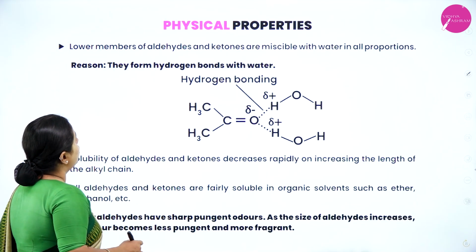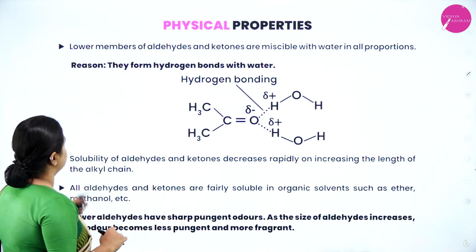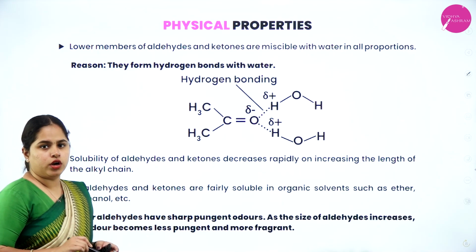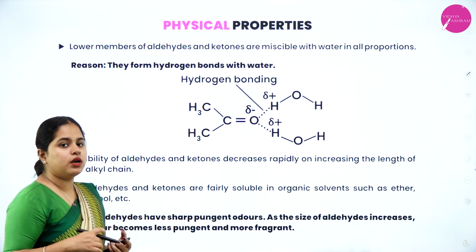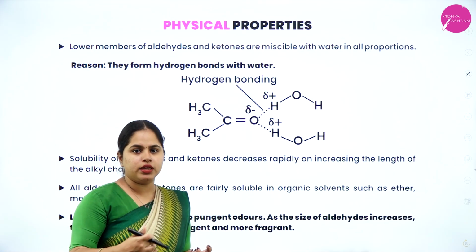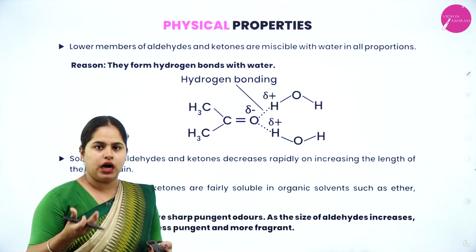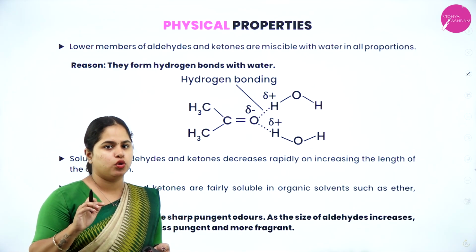bonding. Now, the lower members of aldehydes and ketones are miscible with water in all proportions. So they form hydrogen bonds with water. Aldehydes and ketones have the possibility to form hydrogen bonds with water, so they are soluble in water, but only the lower ones, containing 1 to 2 carbon atoms. More than that, they won't be soluble in water.